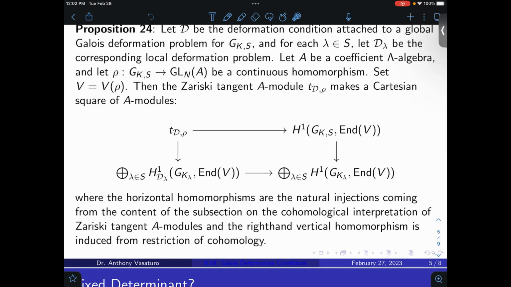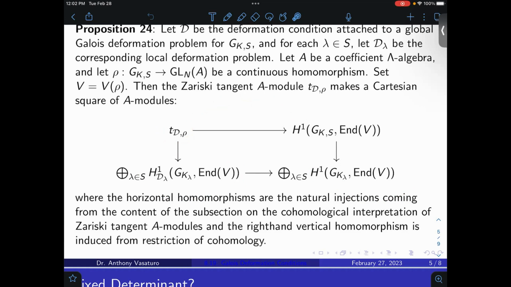And those map into the direct sum over lambda in S of H^1(G_{K_lambda}, V), and this square commutes. So what are the maps? Well, the horizontal homomorphisms are the natural injections, basically coming from the content of the video on the cohomological interpretation of Zariski tangent A-modules. These guys just live in here by definition of H^1_{D_lambda}, and then T_{D,rho} will live in here by the video I just referenced.